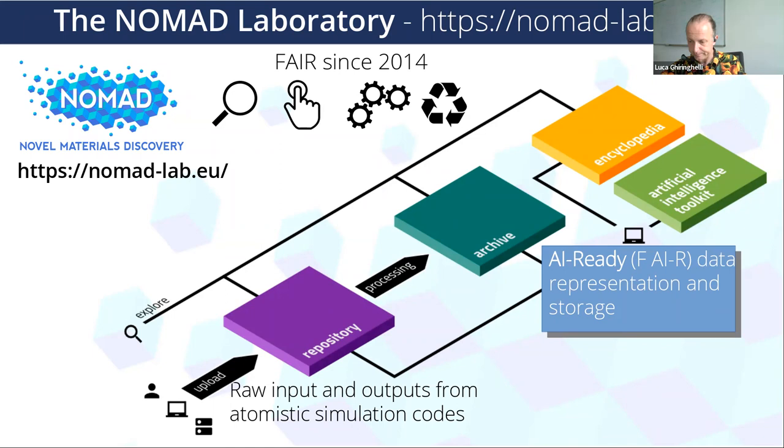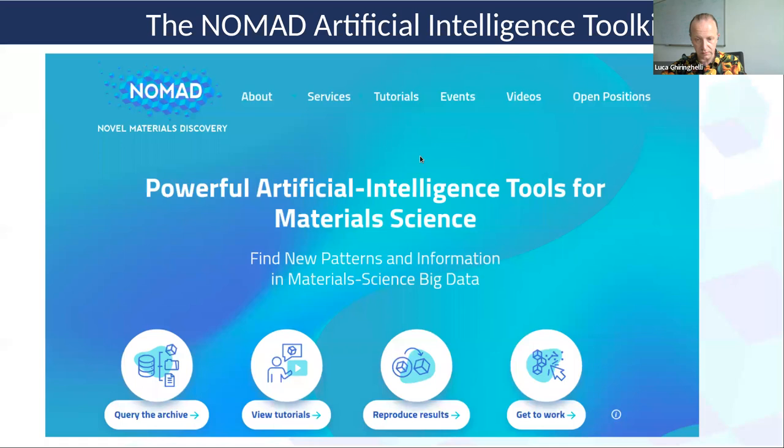Now, at some point soon, I will go live on the website. This is still a snapshot. The artificial intelligence toolkit presents itself as a colorful entry page with a few key entry points. And I will go through the different entry points that can be reached by these four buttons.